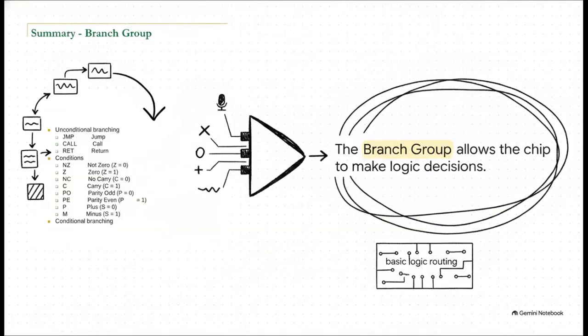Then we have the branch group. I like to call these the decision makers. This group is fascinating because it allows the microprocessor to change the flow of a program conditionally. Instead of just mindlessly reading line after line, commands like jump, call, or return can be triggered based on specific conditions, like whether a previous calculation resulted in a 0 or a carry. This is where basic logic routing actually happens.